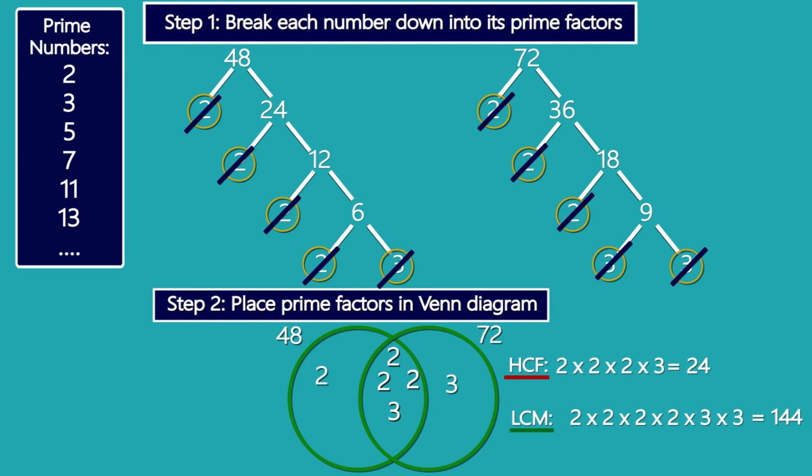You could have worked that out by listing the multiples of 72, but that requires knowing your 72 and 48 times table, or going through and working that out. And we didn't need to do that with this method.